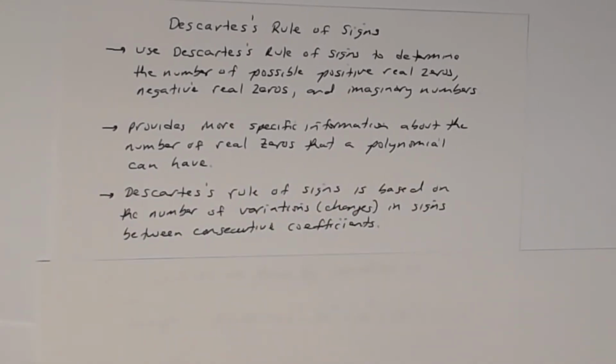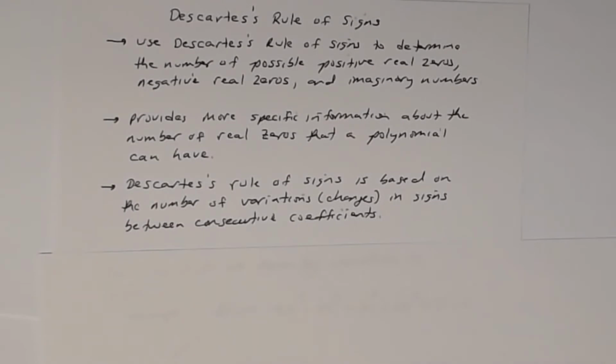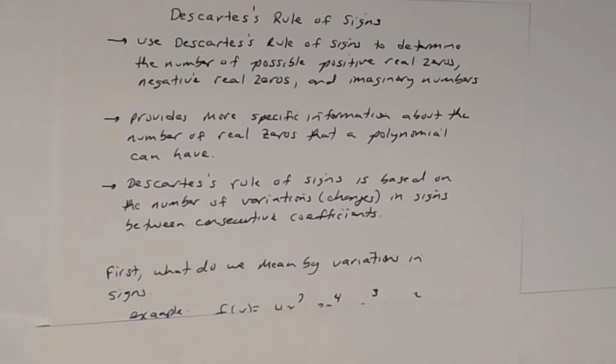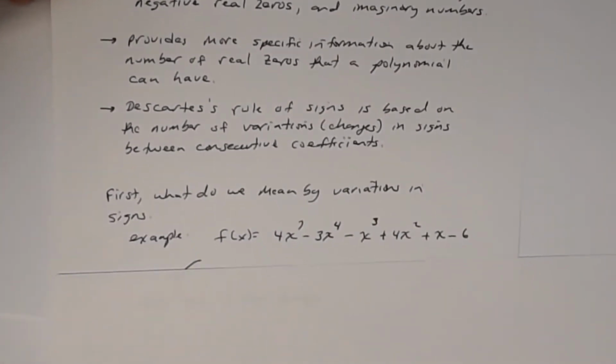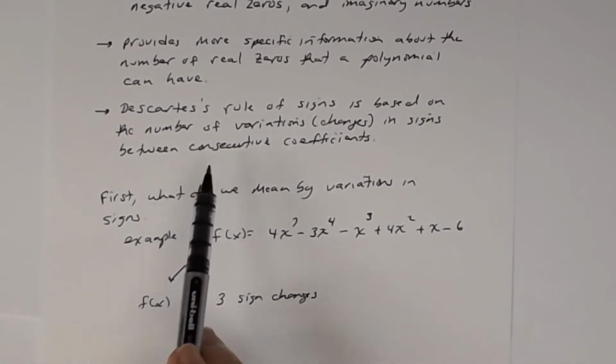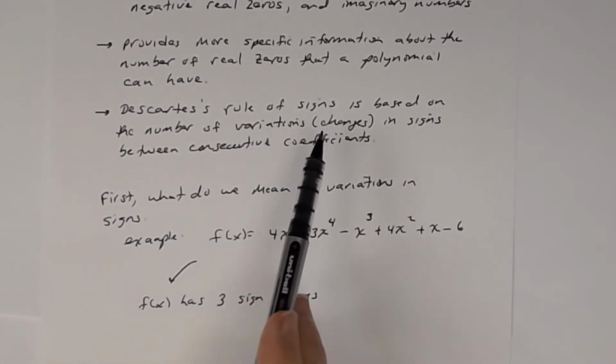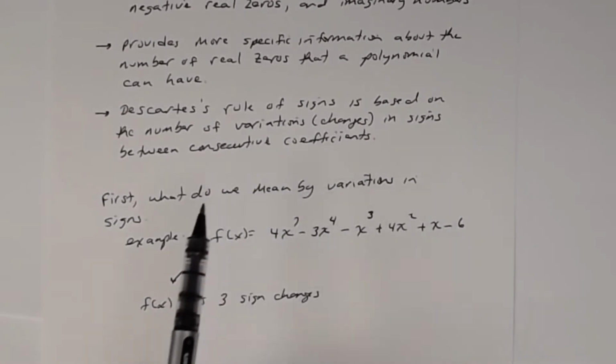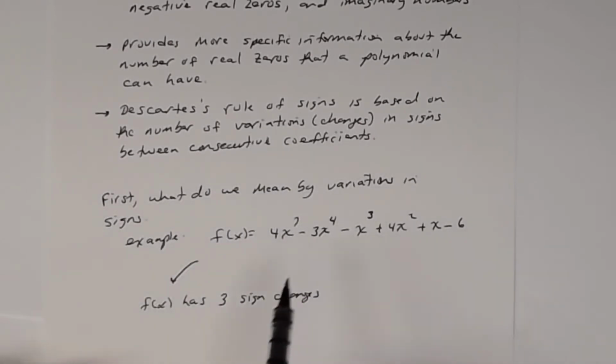Descartes' rule of signs is based on the number of variations, and another word for variation is changes in signs between consecutive coefficients. All right, so let's look at an example of what we mean by that. So what do we mean by changes in signs between consecutive coefficients? All right, so let's look at this example.